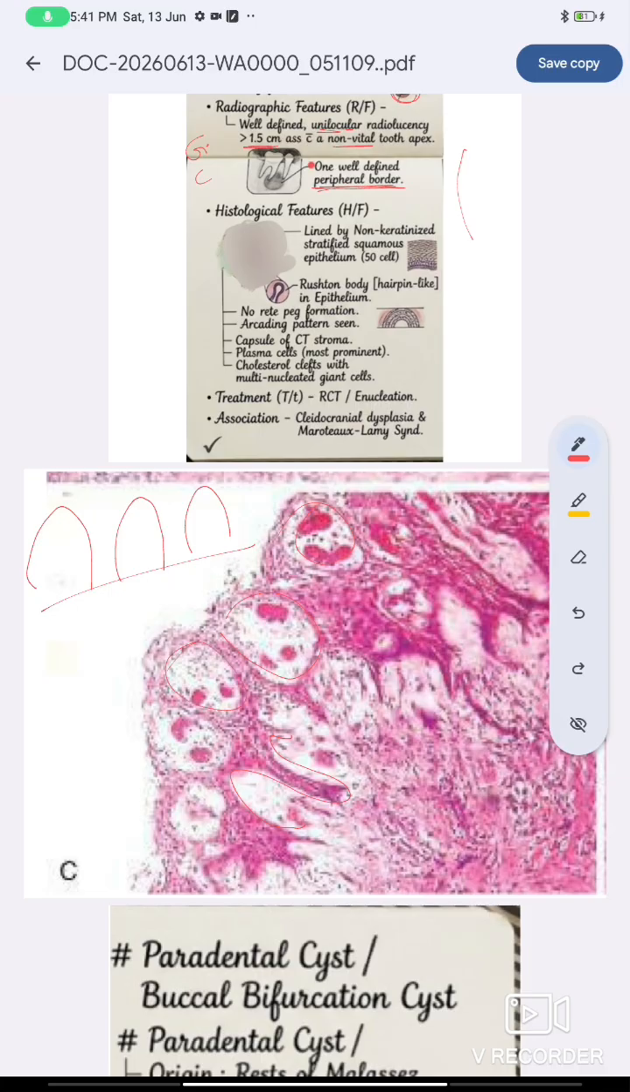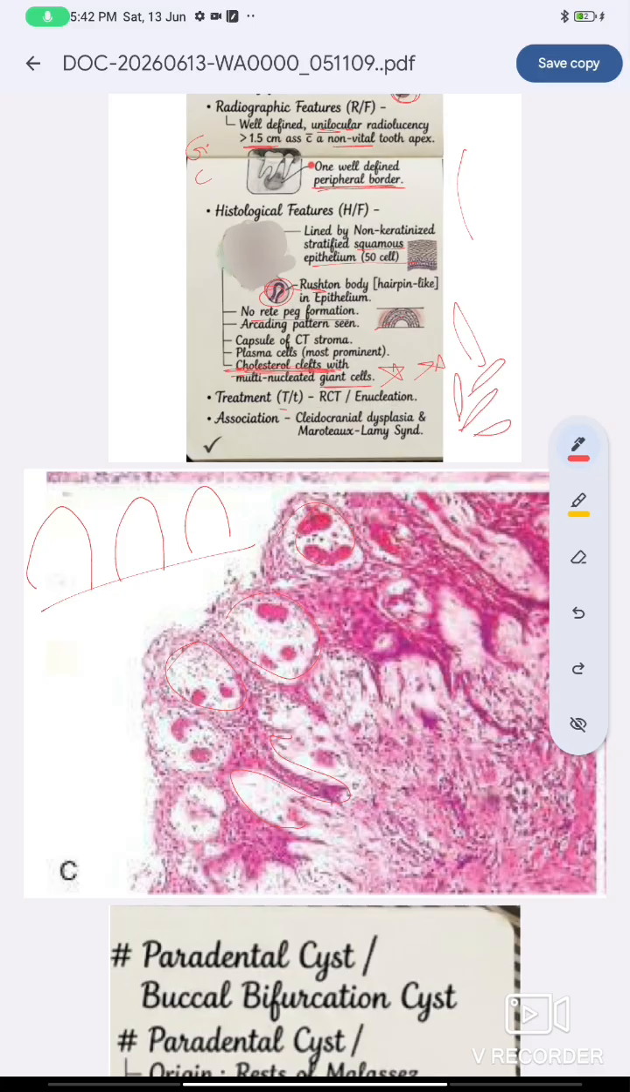The epithelium lining it is non-keratinized stratified squamous epithelium, 5 to 50 cells thick. It contains Rushton bodies, which as I said are hairpin-like bodies. No reticular formation is seen, arcading present. Another notorious feature in this is the cholesterol clefts. Now cholesterol crystals are washed out during tissue processing. It leads to the formation of such sharp spiny projections in the connective tissue stroma. This is known as cholesterol clefts. Apart from that, since it is inflammatory in nature, obviously you will see multinucleated giant cells.